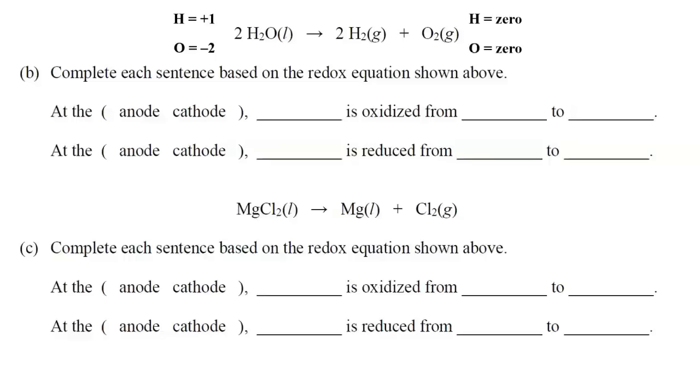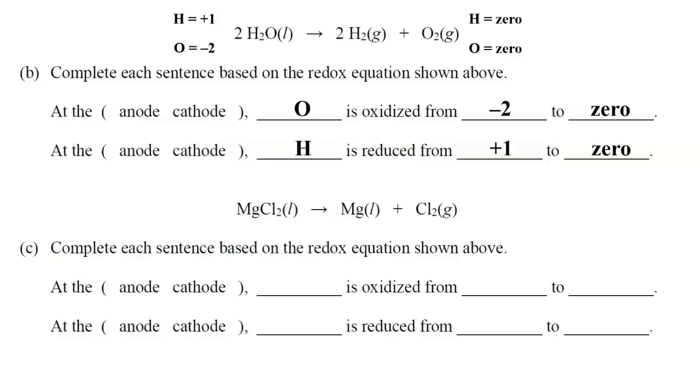So what's happening is that hydrogen is changing from +1 to 0. Oxygen is changing from -2 to 0. Remember that when the oxidation number increases, we call that oxidation. So since oxygen is changing from -2 to 0, that is being oxidized. And when the oxidation number decreases, we call that reduction. So hydrogen is being reduced from +1 to 0.